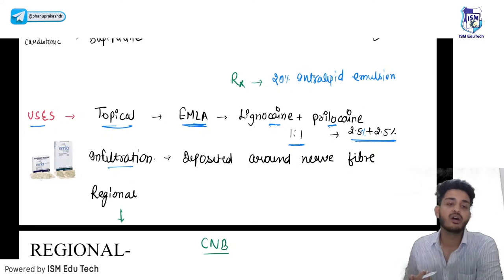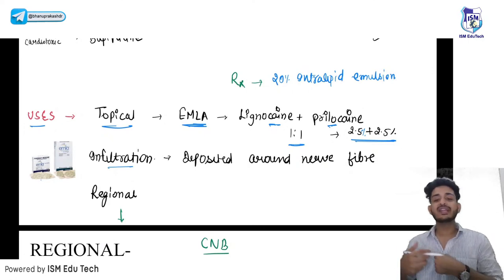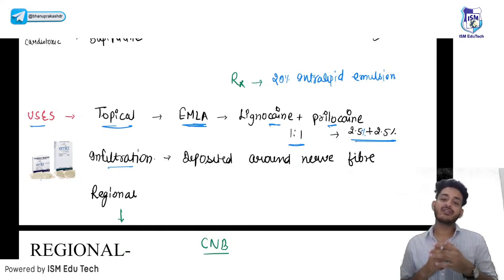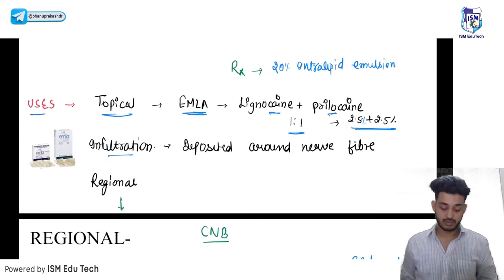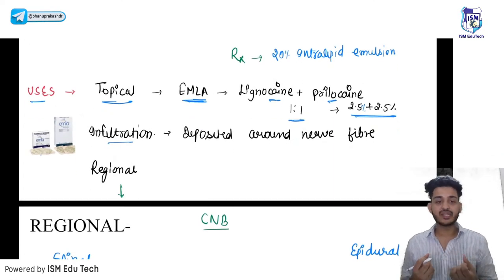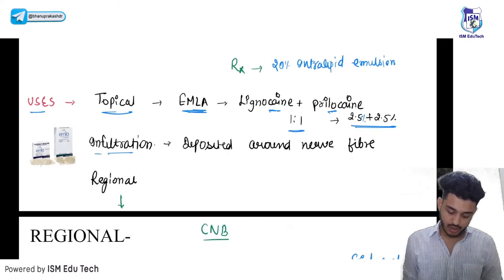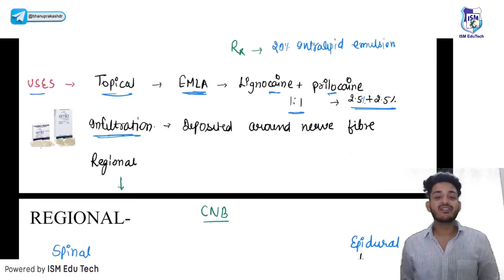In infiltration, what we give, we will inject the drug. For example, if I want to give a port site block, what I will do is go and inject the drug near the terminal nerve endings. What will happen? The drug will accumulate and there will be loss of pain. Okay, we can use it for analgesia. So this can be used for infiltration.